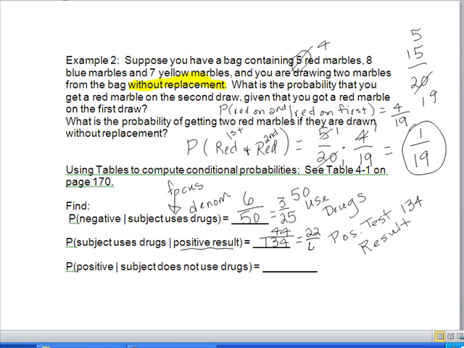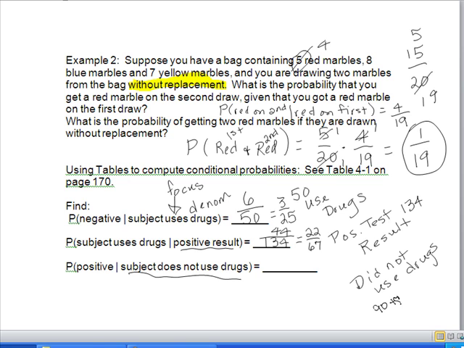Alright, so now I'm down to the third one that I want to do. Again, I want to focus initially on the given: subject does not use drugs. So this time I'm in the second row. The second row includes everyone who did not use drugs. And there are 90 plus 860. That gives us 950. So again, that is our denominator.